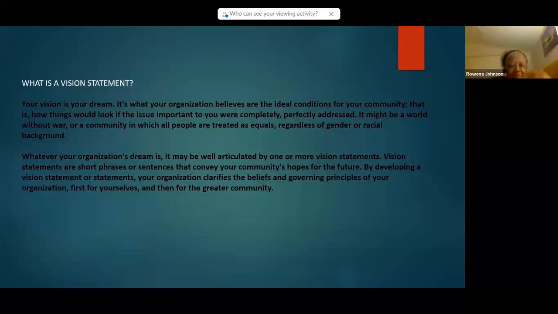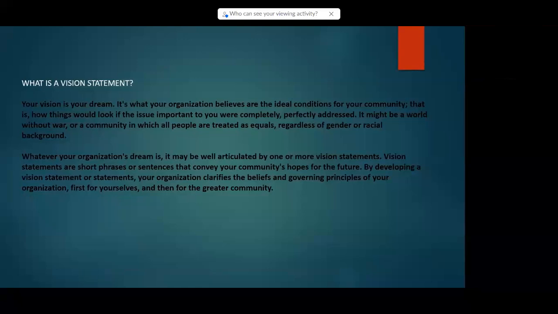Now read to me what a vision is. Your vision is your dream. It's what your organization believes are the ideal conditions for your community. That is how things would look if the issue important to you were completely, perfectly addressed. It might be a world without war or a community in which all people are treated as equals, regardless of gender or racial background. Yes, you are right. The vision is the way you want things to look when you finish.